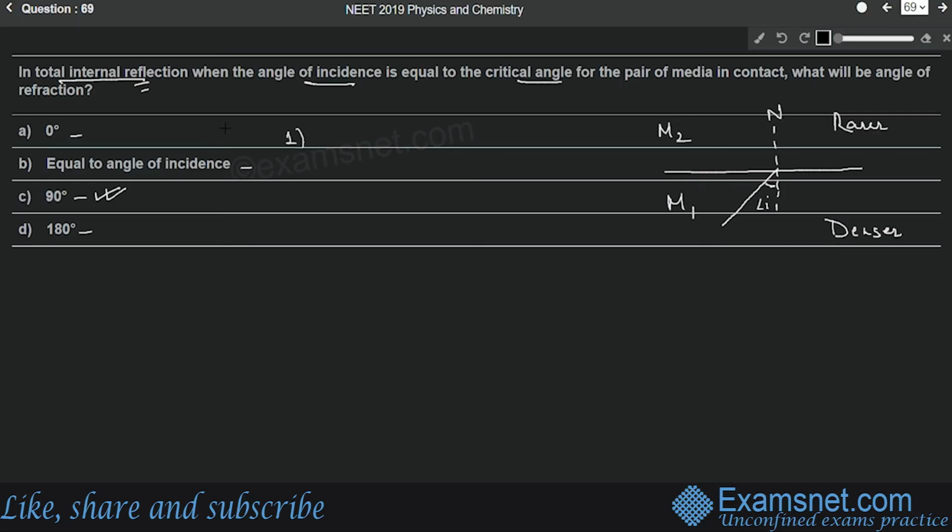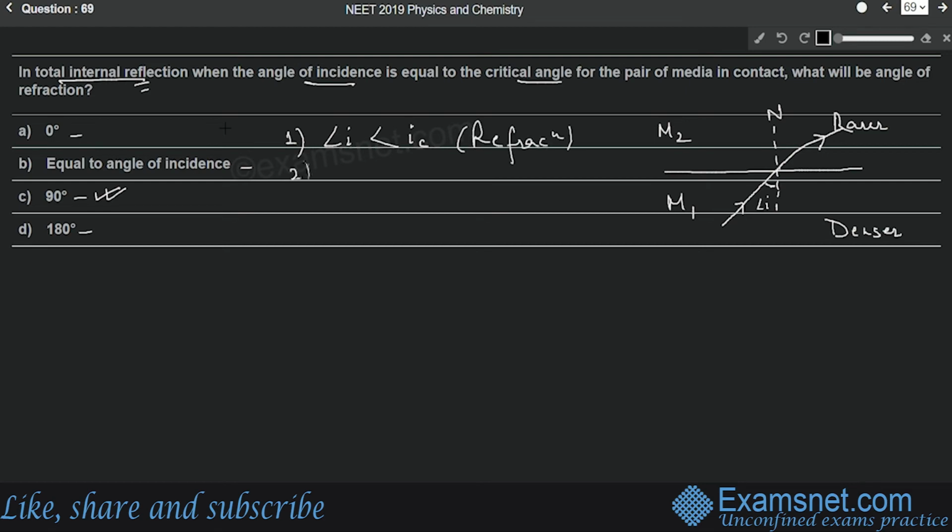Okay, in the first case, what can happen? Angle of incidence can be less than the critical angle. So IC is the critical angle. So in this case, what will happen? This ray of light will move away from the normal in another medium. That means refraction will take place. It will get refracted in the other medium.